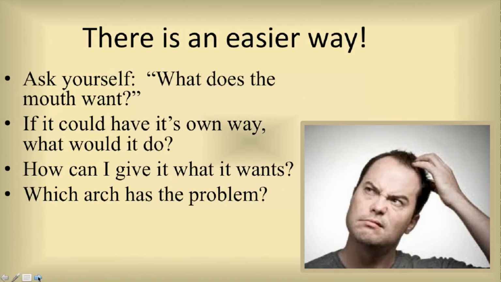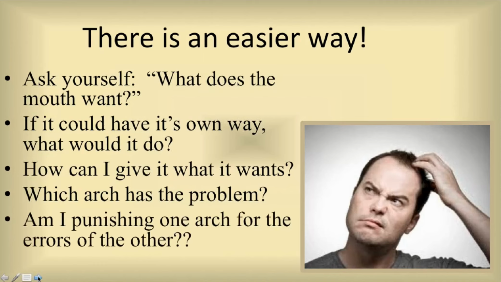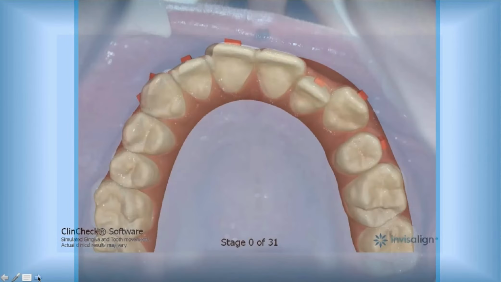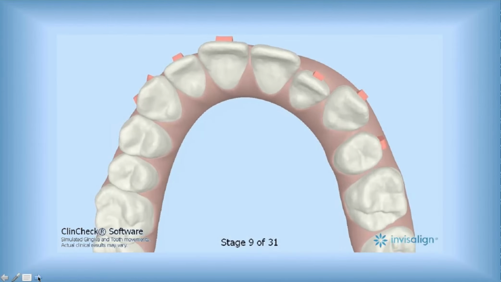And as he did that, then I asked, am I punishing one arch for the error of the other? So let's look at his original picture and see what that looks like. Here's the original photograph, and here's the ClinCheck from that. And they're trying to move that.